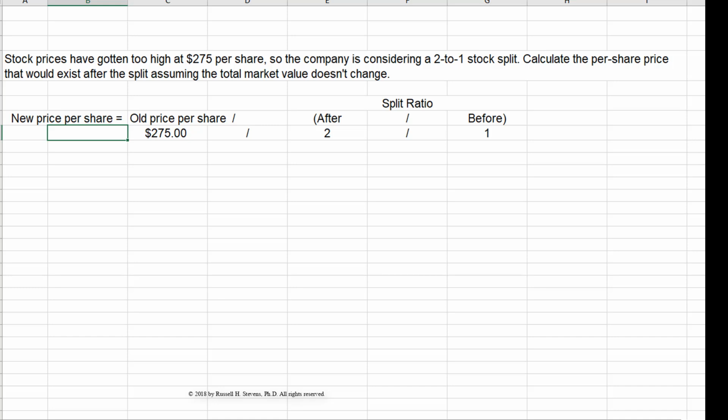Highlight the workbook cell under New Price Per Share. Type in an equals sign. Highlight the $275. Type in a slash denoting division followed by an open parenthesis. Highlight the 2. Type in a slash. Highlight the 1. Type in a close parenthesis and press enter. Having a 2-to-1 stock split with an old price of $275 per share, the new price per share will be $137.50.